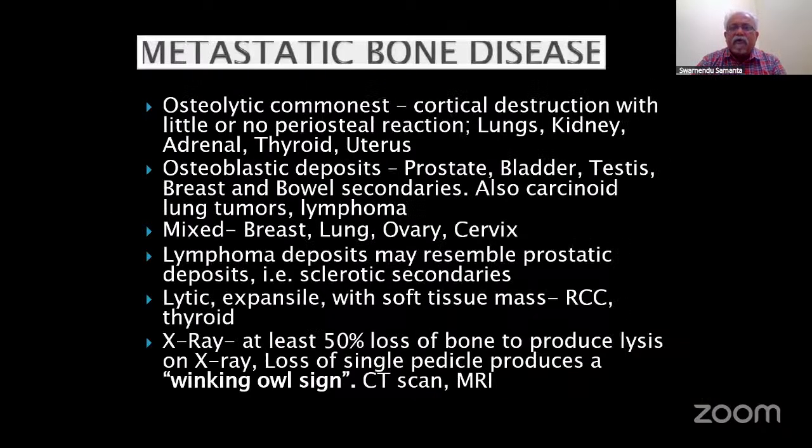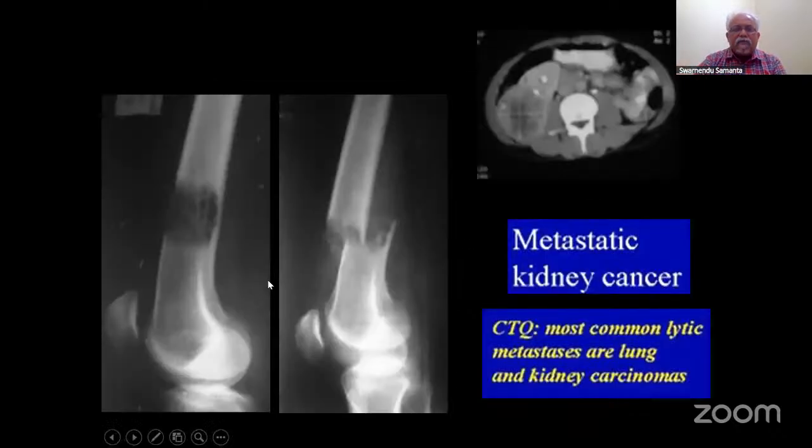Metastatic bone disease can happen. Always remember the paired organs like the lungs, kidney, adrenal, and thyroid. These are the common ones. Then the prostate, bladder, testes, and breast are the common sources from which metastatic tumors come. If you see a femur with a pathological fracture and a lytic lesion, most common in males, the diagnosis to trigger is kidney.